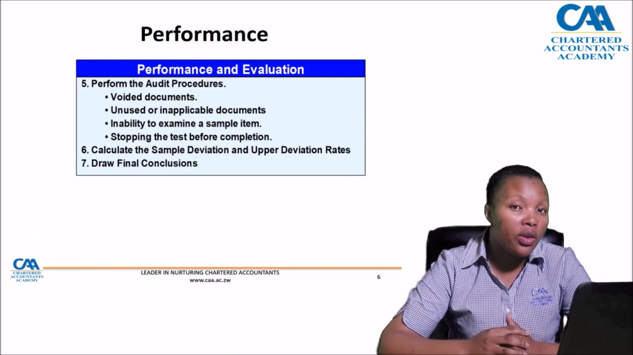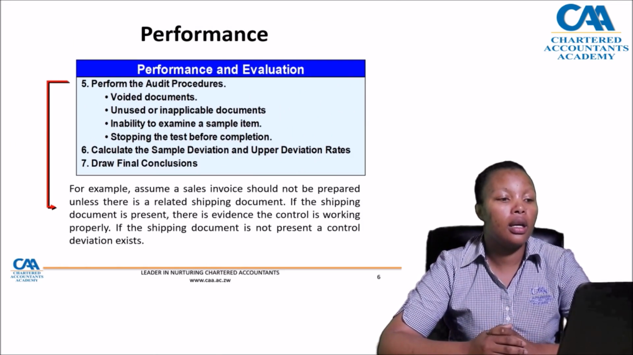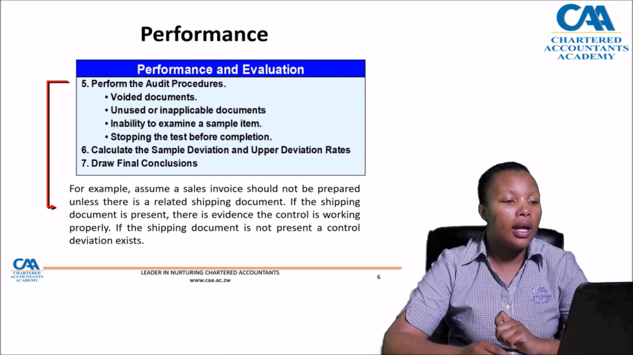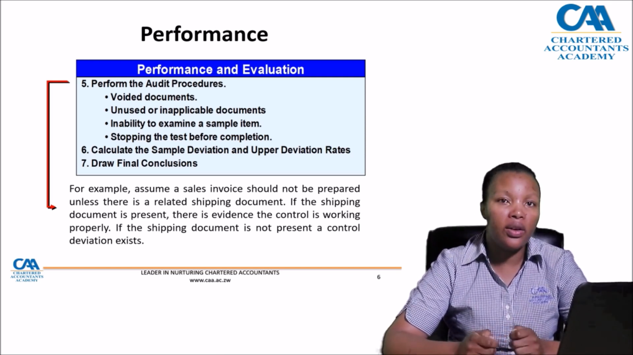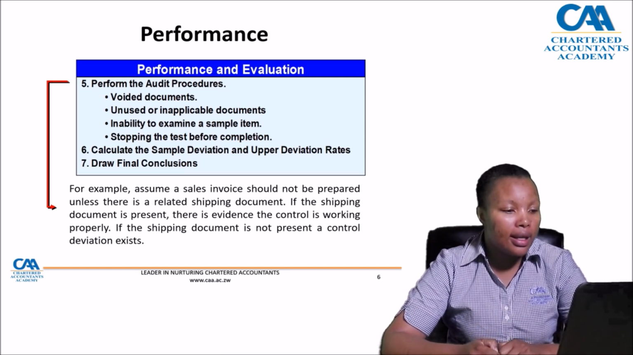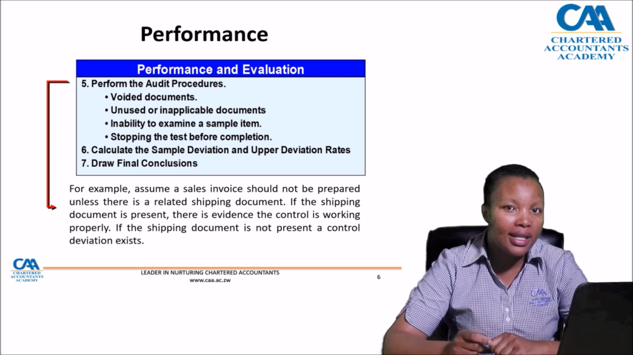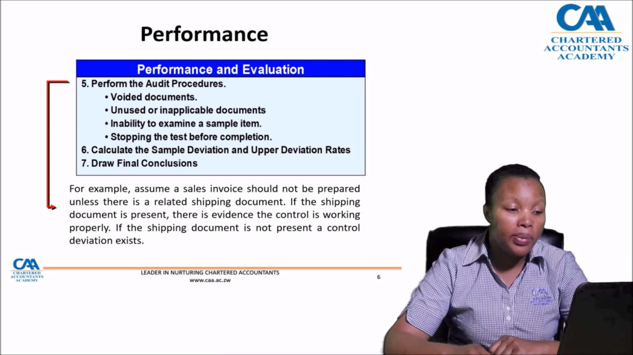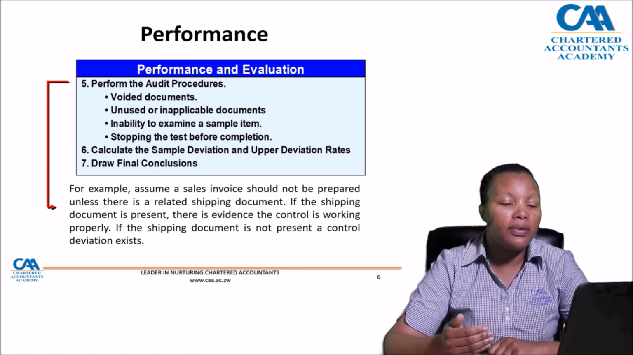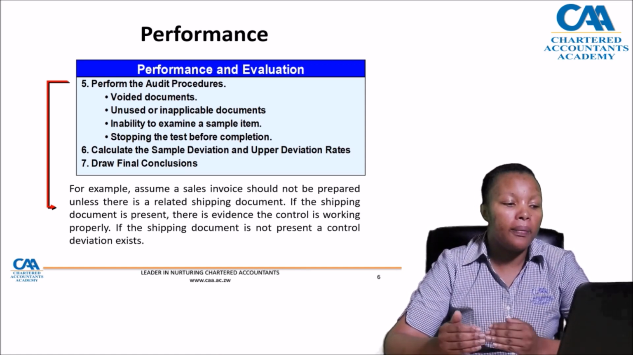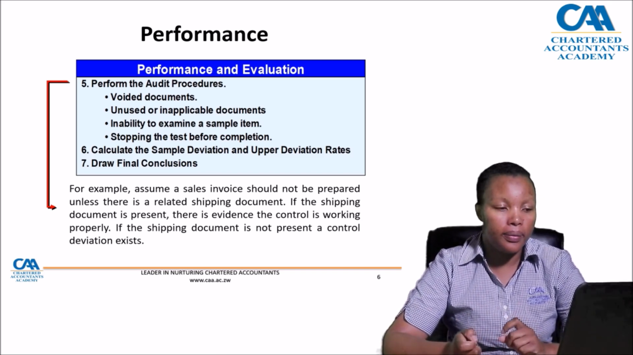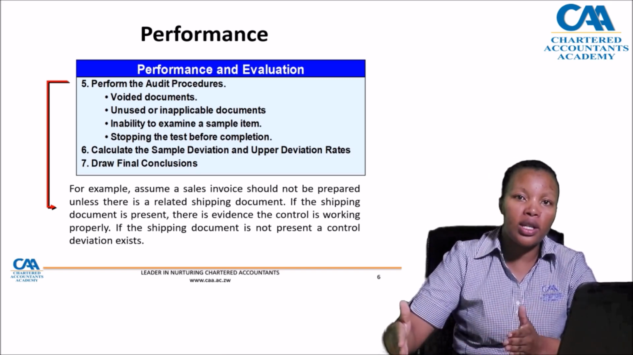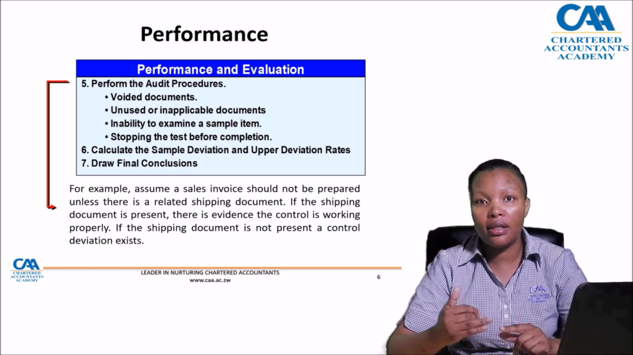When you've then selected using either random selection or systematic selection, you then go on to performance. And in terms of performance now, this is where you're actually carrying out the procedures. So for example, let's assume that a sales invoice should not be prepared unless there's a related shipping document for that sales invoice. If the shipping document is present, there's evidence that the control is working. But if the shipping document is not there, then there's a deviation which is actually existing. So this is how you'll be performing your procedures. And this is when you're setting out in the first place, what is your objective and what is your deviation.